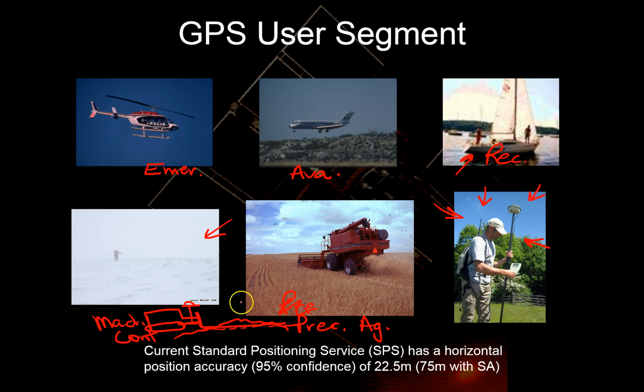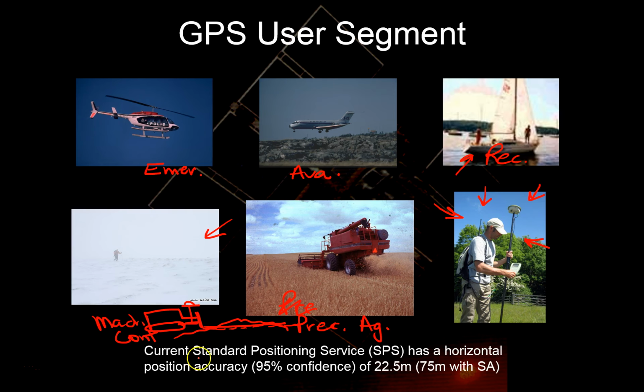Okay, which is very similar to the concept of precision ag, but machine control concentrates a lot more on the vertical aspects, as opposed to precision ag, which is largely more interested in the horizontal aspects of precise navigation.